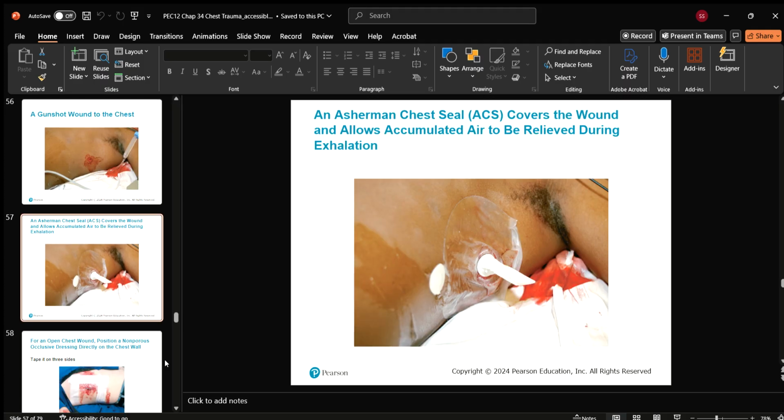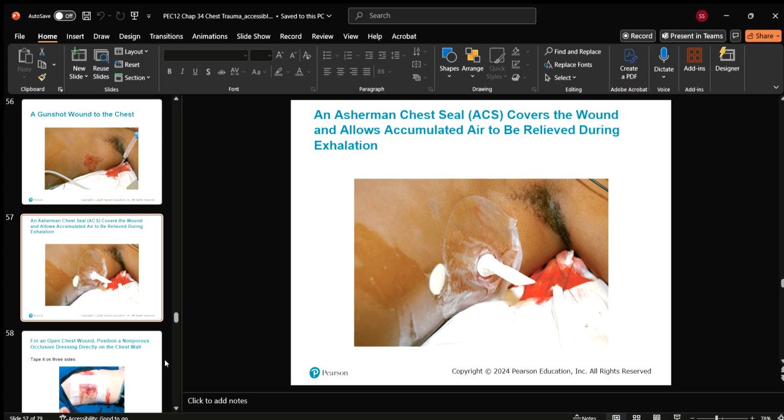This is called an Asherman's chest seal. These are terrible. If these are what's on your truck, they are terrible. There are other brands out there like the Hyphen chest seal. Some of them have a vent, and some of them do not. That vent, that's what this is supposed to be. That's supposed to be the vent, to allow air to escape when you exhale to prevent a pneumothorax.